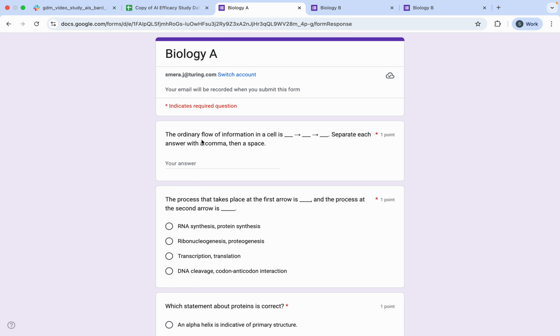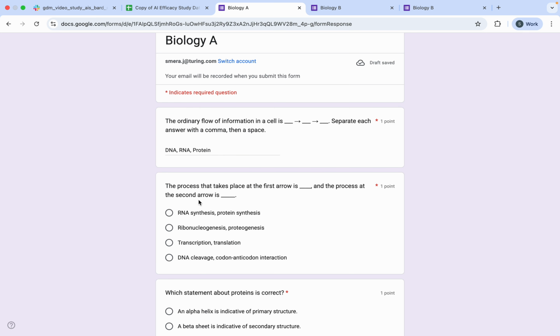Now the ordinary flow of information in the cell is dash, dash, dash. Separate each answer with comma then space. So the ordinary flow of information in the cell, as we discussed in the central dogma of biology, is from DNA, RNA, then to protein. Protein. Okay.